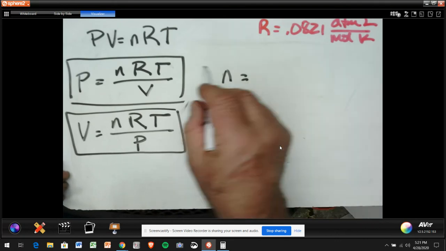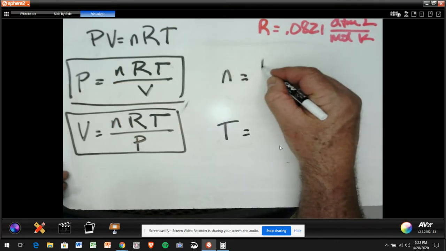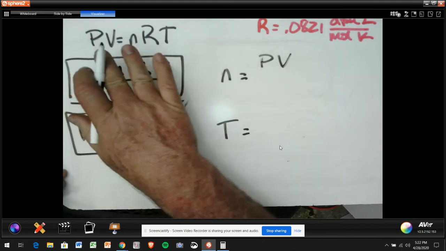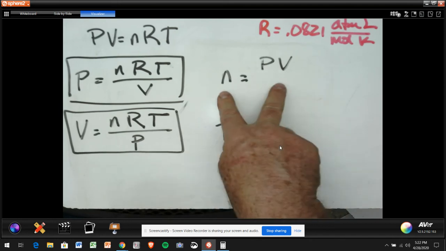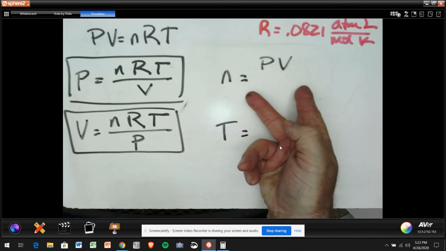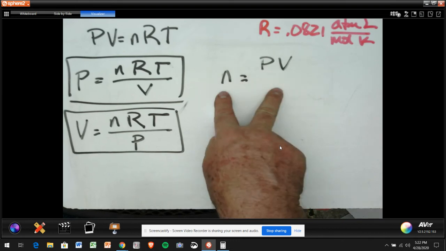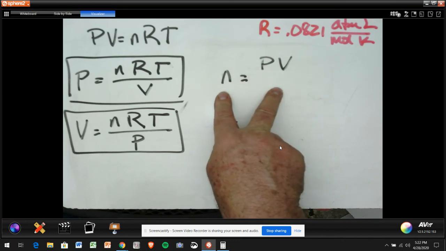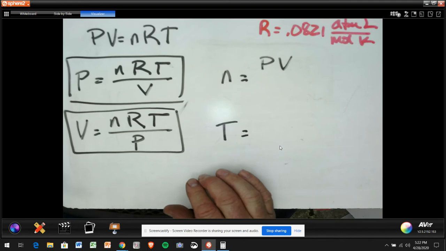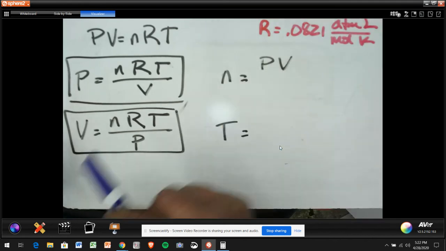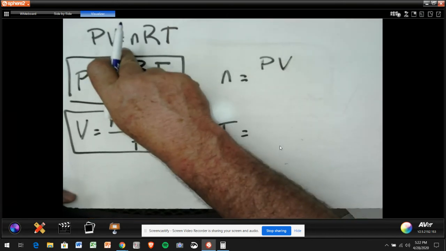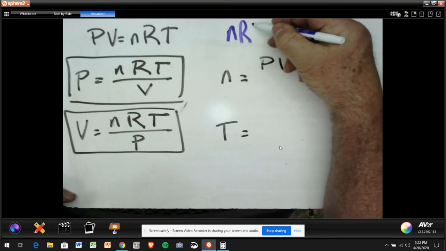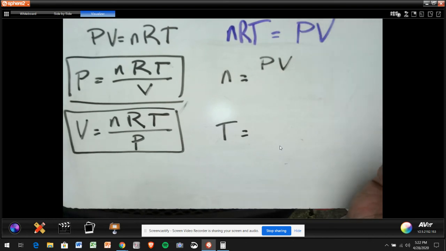To solve for N, here's N, P and V, and I know that I'm on the right side and I'm switching over to the left side, but which side it's on doesn't matter. I could easily flip these. It doesn't change the value to flip your left and right side as a whole. You know what? I'm going to go ahead and do that. Let's get rid of this and say it this way. If PV equals nRT, then nRT must equal PV. Maybe that makes it a little bit easier to understand.